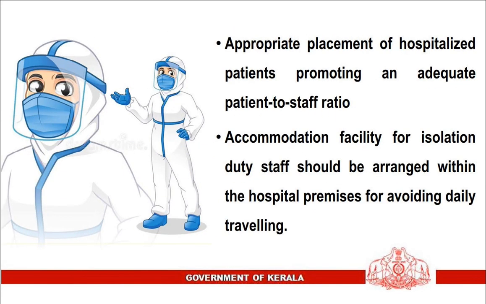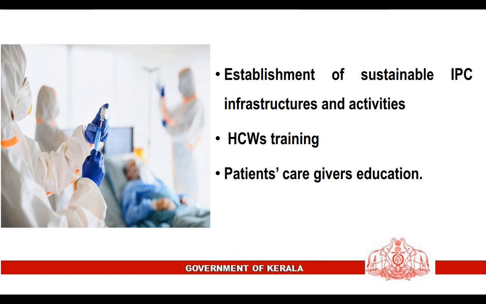Appropriate placement of hospitalized patients, promoting an adequate patient-to-staff ratio. Accommodation facilities for isolation duty staff should be arranged within the hospital premises to avoid daily traveling. Establishment of sustainable infection prevention committee infrastructure and activities. Healthcare workers training. Patients' caregivers education.